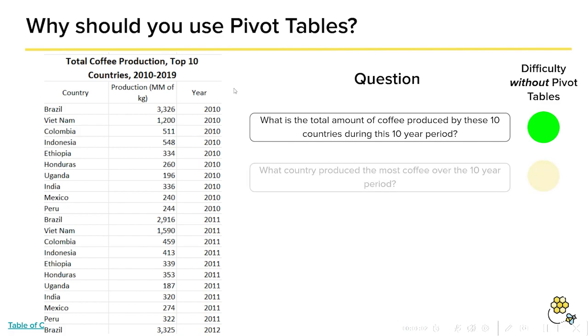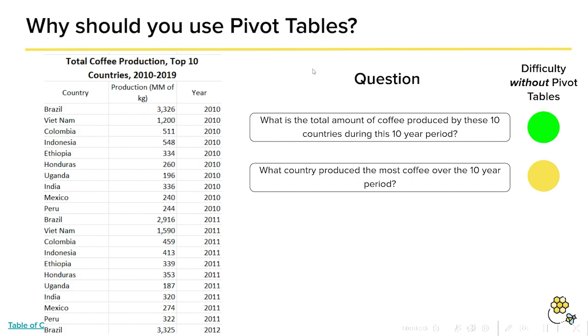What if I asked you, what country produced the most coffee over the 10-year period? This one would be a little harder. I would either have to insert subtotals into my data by country or use multiple sum functions. For this one, pivot tables could help you quickly find your answer, although the alternative would not take a ton of time.